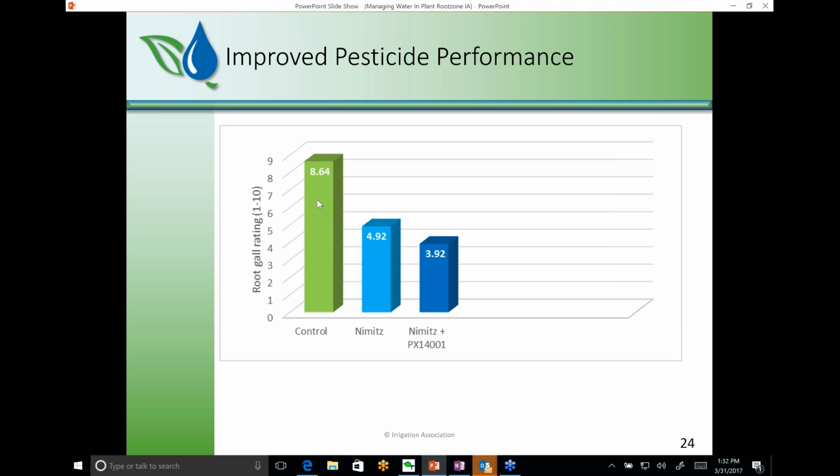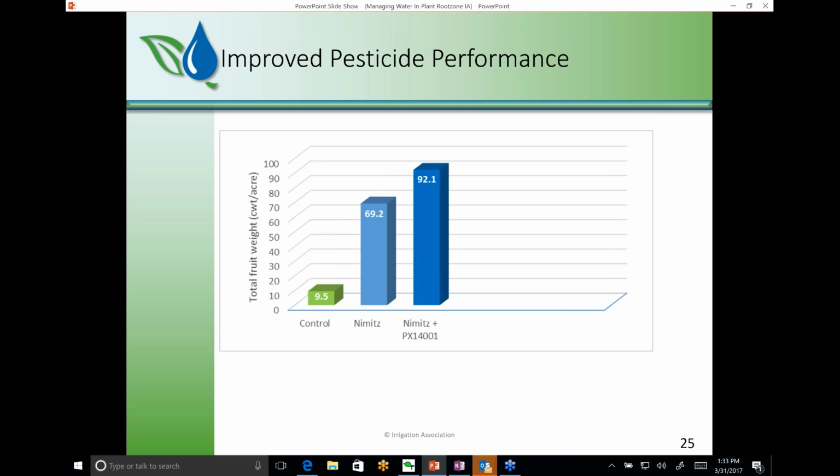If you look at the control, there was an average of 8.64 gall rating for the plants that were not treated. Nimitz did a great job. It cut that rating almost in half, down to 4.92. Look what happened when we combined in the program the Nimitz and the water management chemistry. We actually were able to take the rating down to 3.9. So how did that affect the yield of the crops?